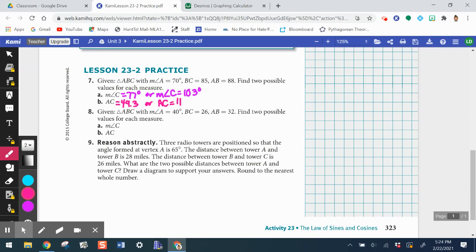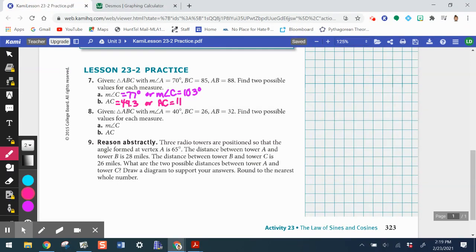So now let's take a look at item 8. So on item 8, we are given, very similar to item 7, triangle ABC with the measure of angle A equaling 40 degrees, BC equals 26, and AB equals 32. And again, it says find 2 possible values for each measure. So we're going to repeat the process just like we did on 7, and this helps us just again solidify the steps involved. But as I said before, we need to make sure we understand why we're taking these steps.